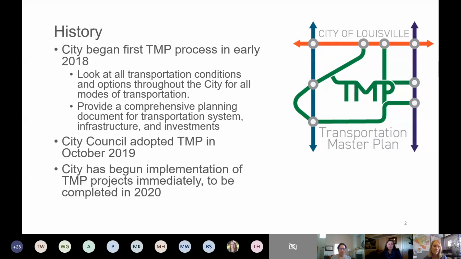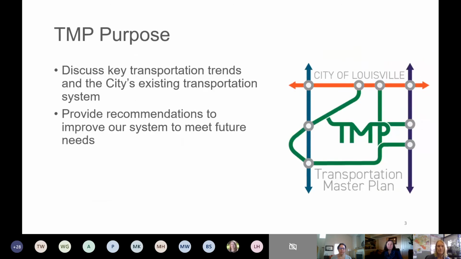So our plan was adopted in October 2019. And since that time, the city has begun the implementation of the TMP projects. So I'm going to tell you a little bit about what we're working on right now and just give you an overview of what's in the plan. The purpose of our plan is to discuss the key transportation trends in the city's existing transportation system and then provide recommendations to improve our system to meet future needs.